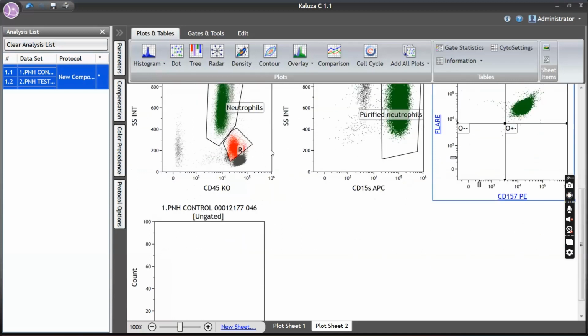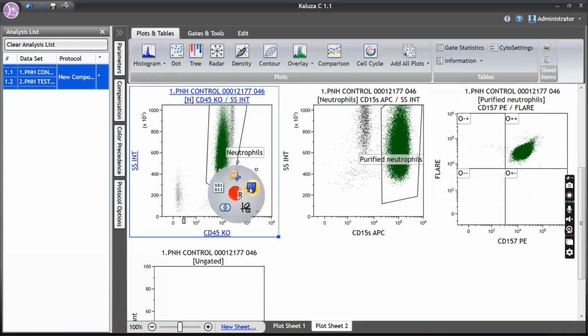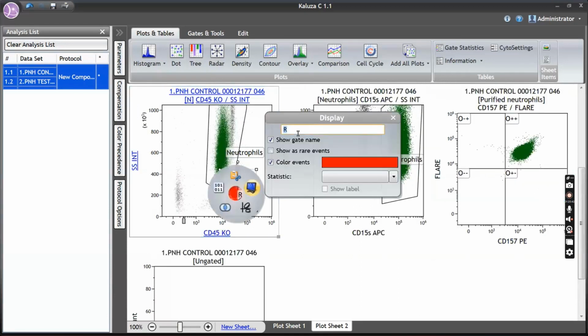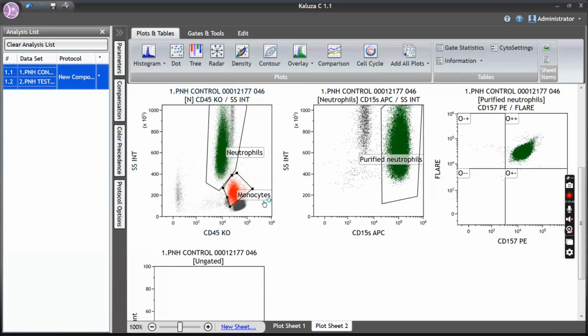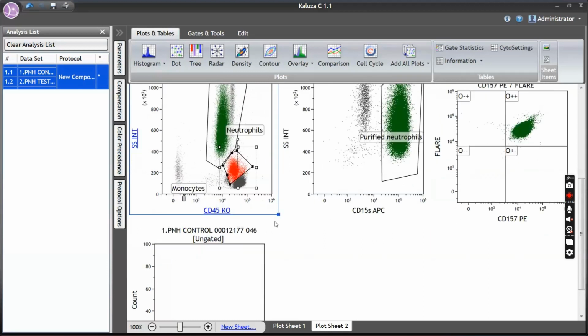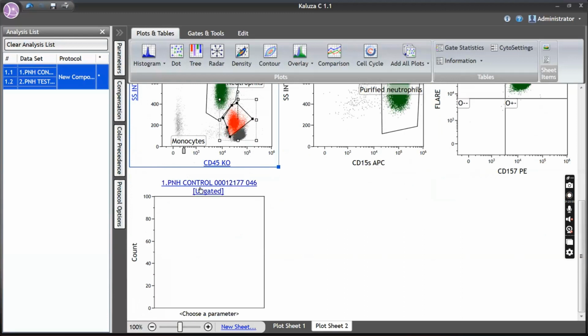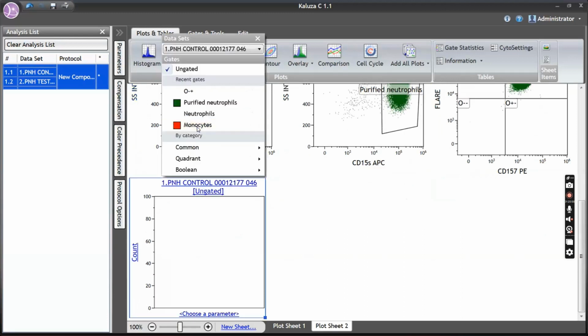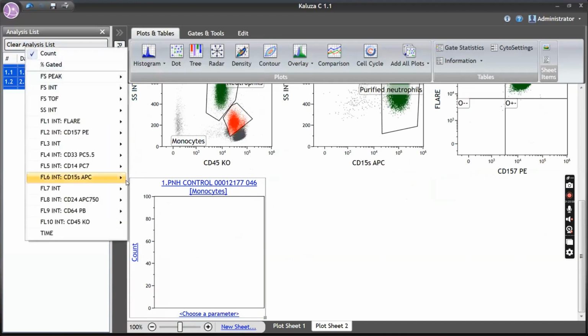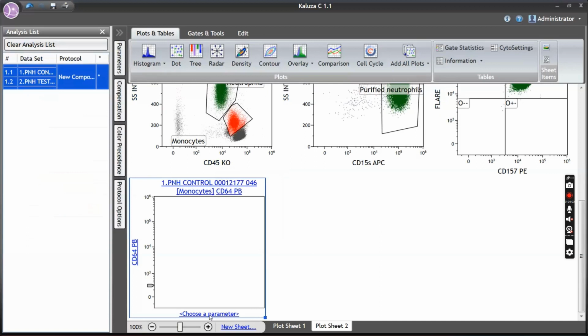Now let's go with monocytes. Monocytes are here, so I'll just get the monocytes and give the name monocyte. Next, when I'm getting the next case, you need to tell me; I will not tell the subsequent gates. Now I need to purify the monocytes. Purification I can do by CD64 and CD33.